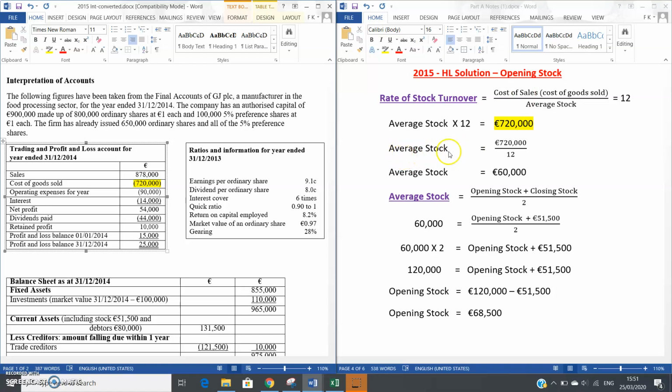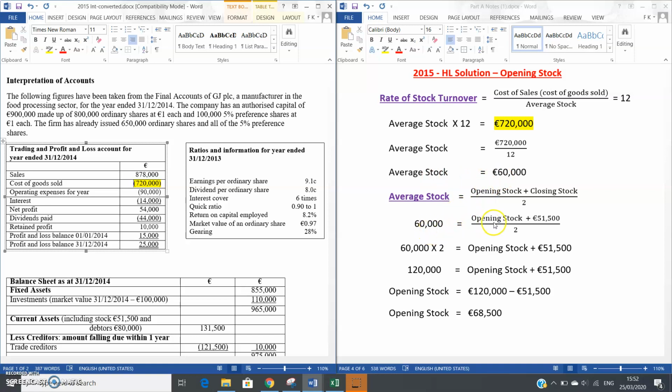Our next step is our average stock. It's equal to €720,000 divided by 12. Average stock is then equal to that €720,000 divided by the 12, which gives us €60,000. Okay, so our next step is our average stock. Obviously, we have to write down the formula for average stock. So that's opening stock plus closing stock divided by 2. So we're after calculating our average stock above, which is €60,000.